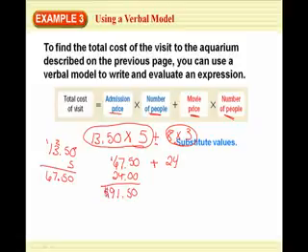So I used that verbal model and substituted the values in. Let's see what they do here. Right on it. 6750 plus 24, which is what we got. 9150. Looks good.